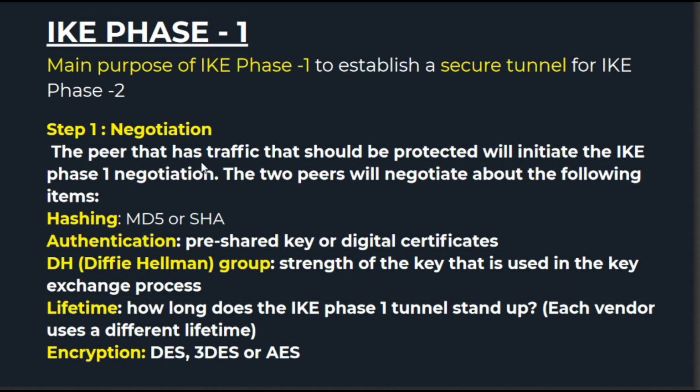In hashing, we use a hashing algorithm to verify the integrity. So we can use MD5 or SHA for this. Authentication, each peer has to prove who he is. Two commonly used are a preshared key or digital certificate. DH group determines the strength of the key that is used in the key exchange process. The higher group numbers are more secure but take longer to compute.